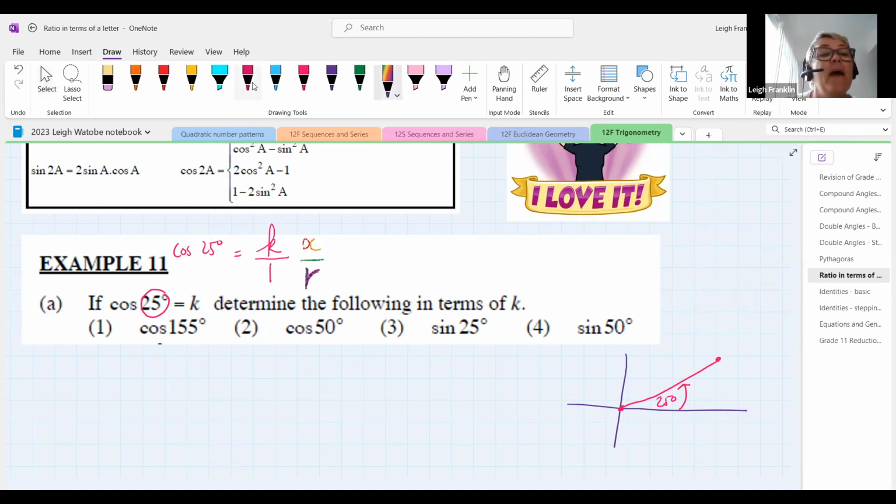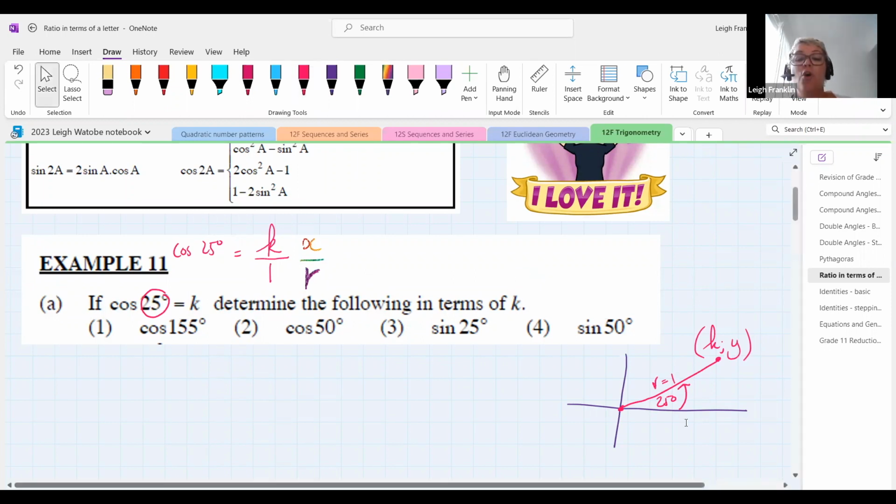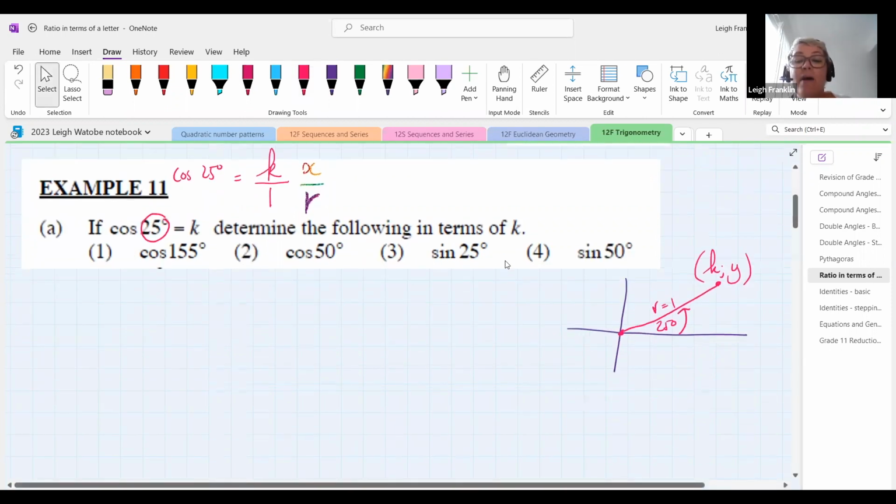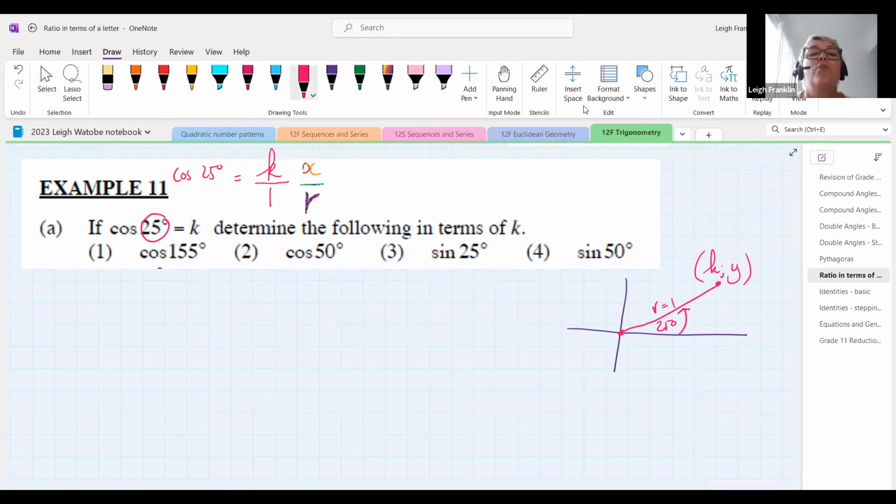That looks like a V, but it's my weird r. So that means that at the end here, the x coordinate is k. We don't know what the y coordinate is, and we know that the length of the terminal arm, or the radius, is equal to 1. So like with the Pythagoras questions, we now need to use the theorem of Pythagoras to determine y in terms of k. So x over r. Good. Well done, everybody.